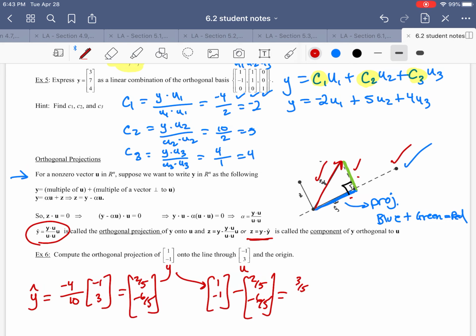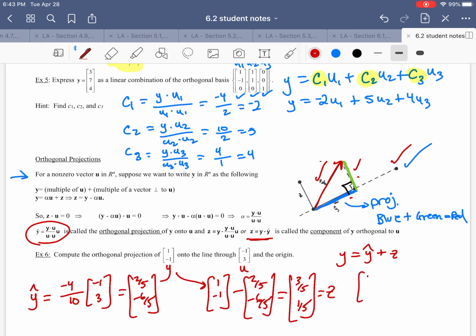All right, so 1 minus 2/5, I get 3/5, and negative 1 minus negative 6/5, that would be positive 1/5. Okay, and so that right there is z. All right, and so what you've just done, y is equal to y hat plus z.